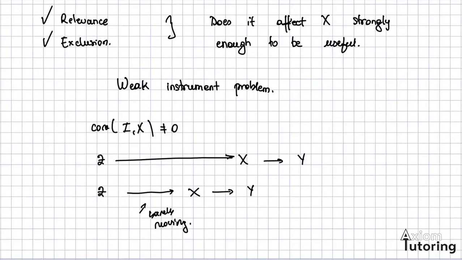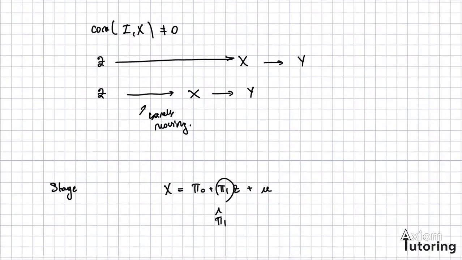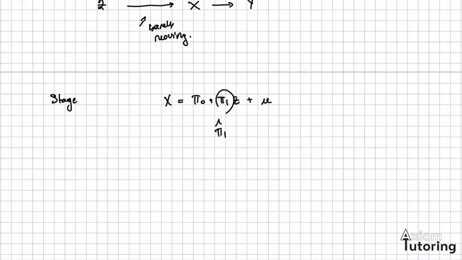Now, if you recall, on the first stage of the 2SLS estimation, we have X equals pi 0 plus pi 1 Z plus an error term. And if this pi 1 hat that we estimate in here is very small, basically the instrument explains very little of the variation in X. And remember, this is very important. So a weak instrument means you have a pi 1 that is very low.